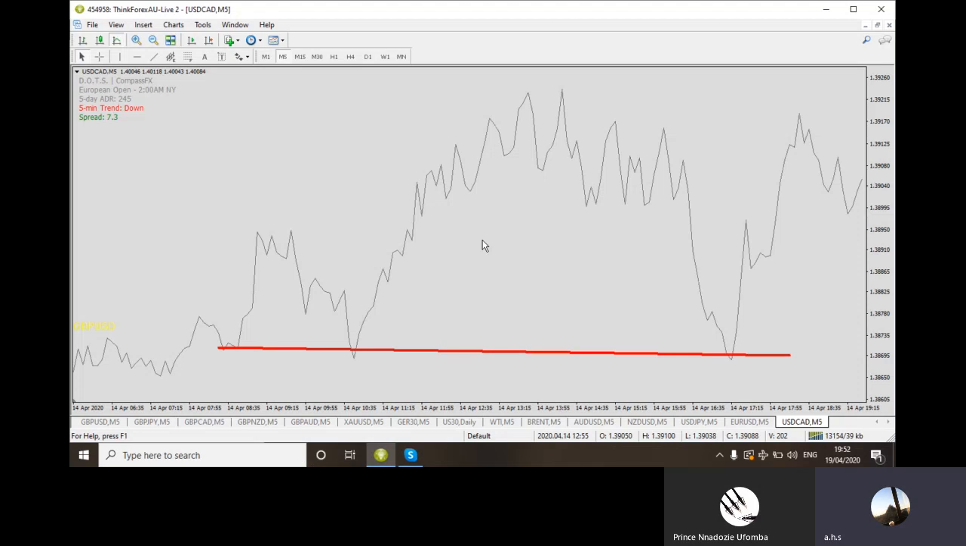It's not just about support and resistance. It's about how you trade. A lot of the market makers and the big boys will make sure to manipulate support and resistance.